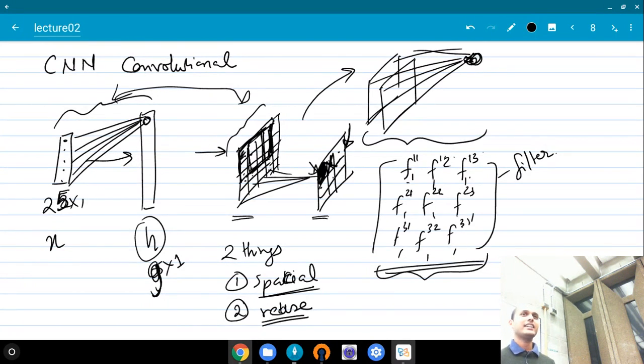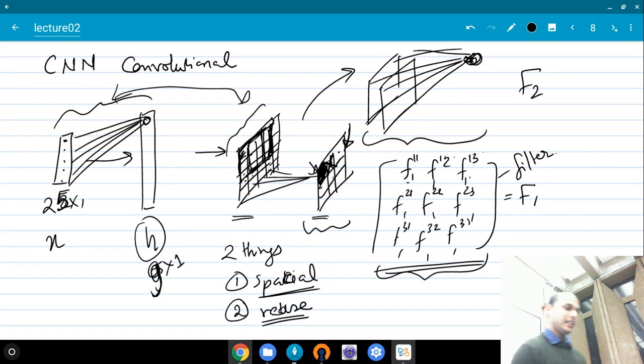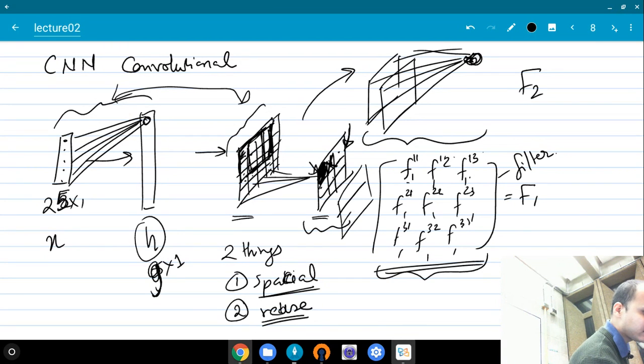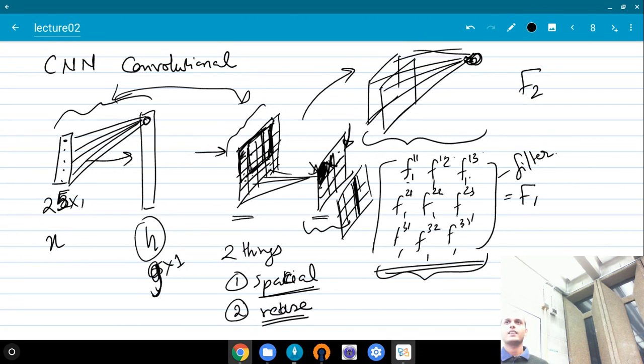I want to increase the numbers, so I can apply multiple filters. I can have multiple sets of 9 numbers. Let's think of 2 for now. I have one set of 9 numbers, let's call this F1, and it produces this guy. Similarly, let's say we have another F2 matrix, which is again 3 cross 3. With that, I can produce another layer, which is again 3 cross 3 in this example. So I can increase these sets of 9 numbers and get more and more outputs, activations, but these sets only operate on parts of the input.